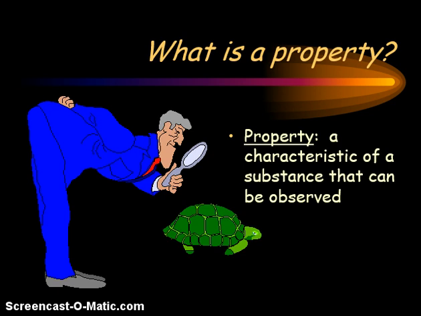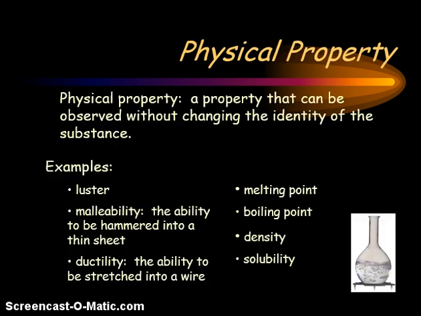What is a property? A property is a characteristic of a substance that can be observed. So anything that you can see, feel, taste, smell, those are properties. Physical properties are properties that can be observed without changing the identity of the substance. So examples of those would be like luster. Luster is talking about how shiny an object is.